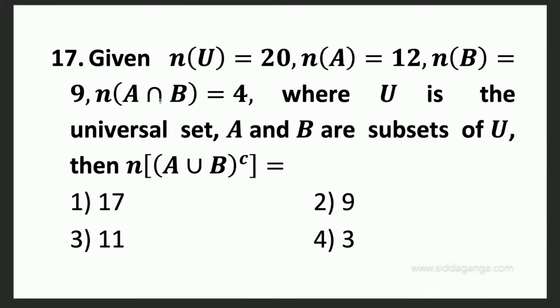N of U is equal to 20, N of A is 12, N of B is 9, N of A intersection B is 4, U is the universal set, N of A union B whole dash. So N of U he has given, N of U is equal to 20, N of A is equal to 12, N of B is equal to 9, N of A intersection B is 4. What he asked? He asked N of A union B whole dash.